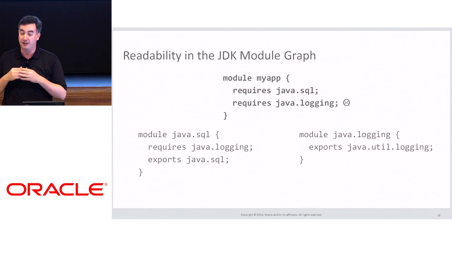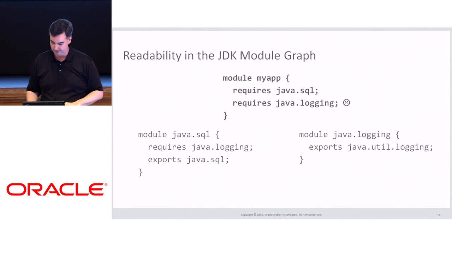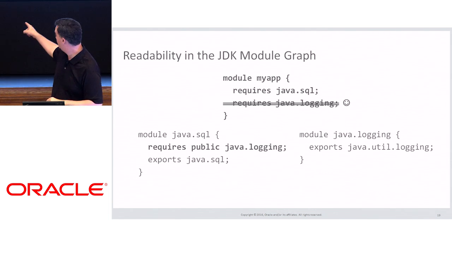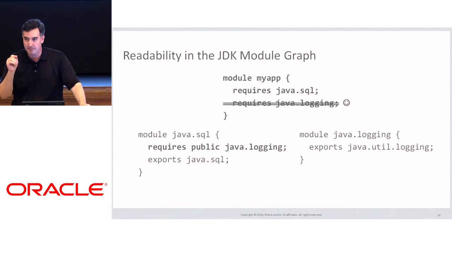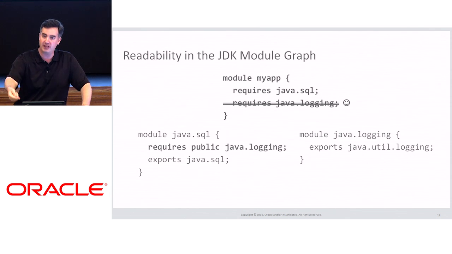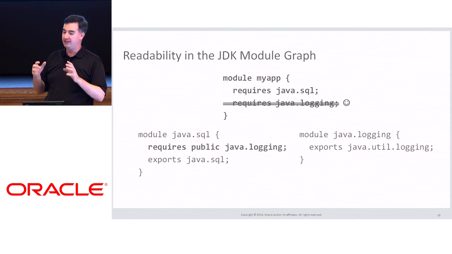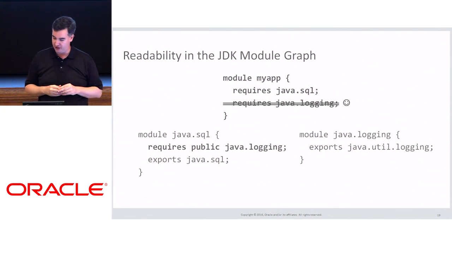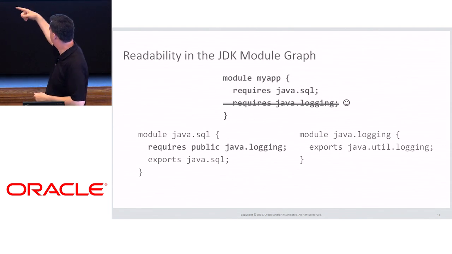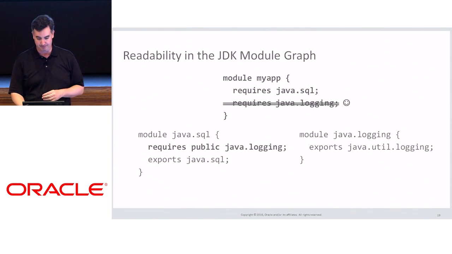The good news is that the java.sql module can take on the responsibility of remembering. Look at the java.sql module now. It says requires public java.logging. The word public here means that anyone who reads the java.sql module also reads the java.logging module for free. The MyApp module, which reads java.sql, doesn't have to bother with requires java.logging because it reads java.logging thanks to reading java.sql. Happy face, cross out requires java.logging. This is called implied readability, and it's very powerful.